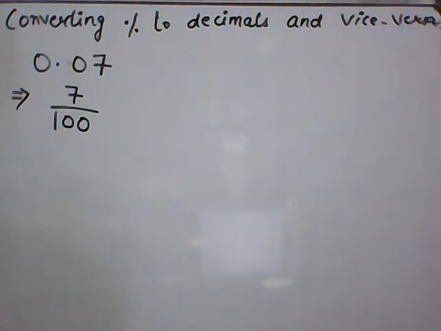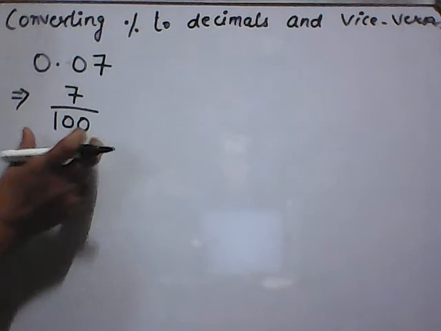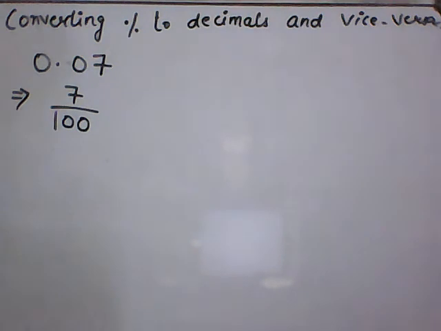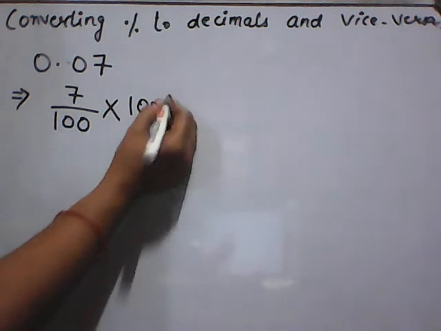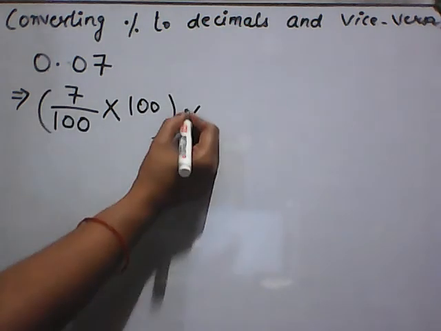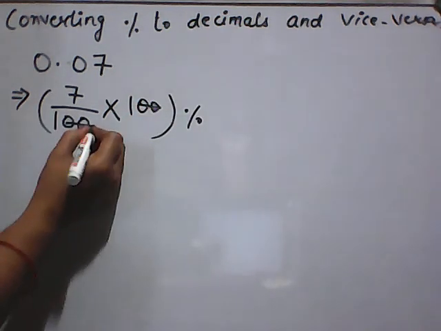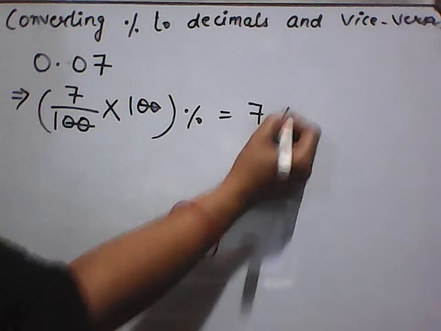7 by 100 is a fraction. How can we change it into percentage? Just multiply it by 100 and insert the percentage symbol. 100 is cancelled out with 100. It is 7%.